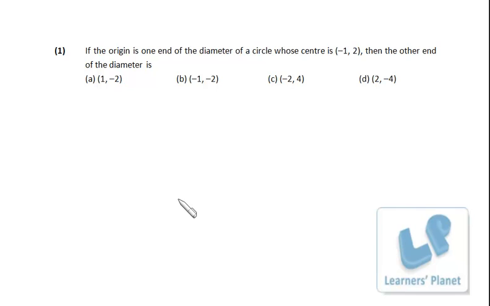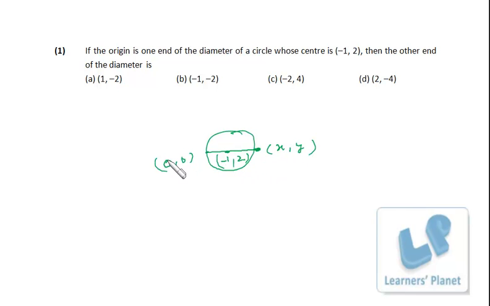Let's start with the basic problem. If the origin is one end of the diameter of a circle whose center is (-1, 2), then the other end of the diameter is? Now see, for a circle, this is the diameter, and the center is nothing but the midpoint of the diameter, right? One end is the origin, the circle center is (-1, 2), so we have to find the coordinates of the other end of the diameter. This is one point, this is the other point, this is the diameter, this is the center. Now as I told you, the center is the midpoint of the diameter.